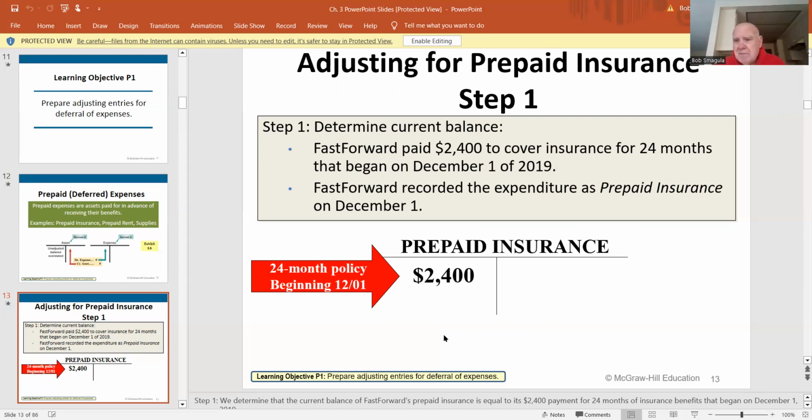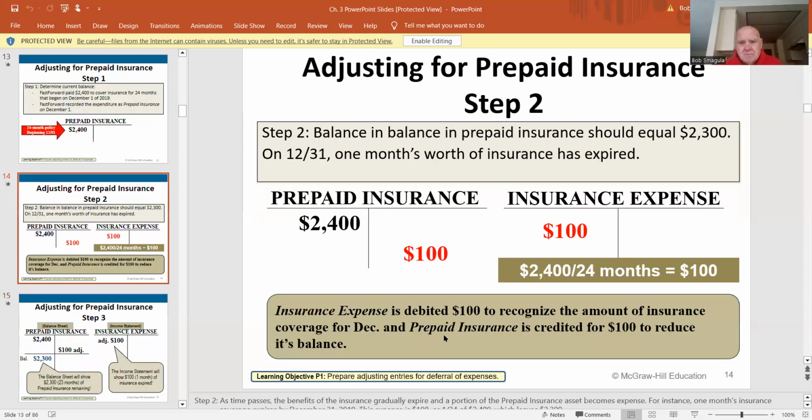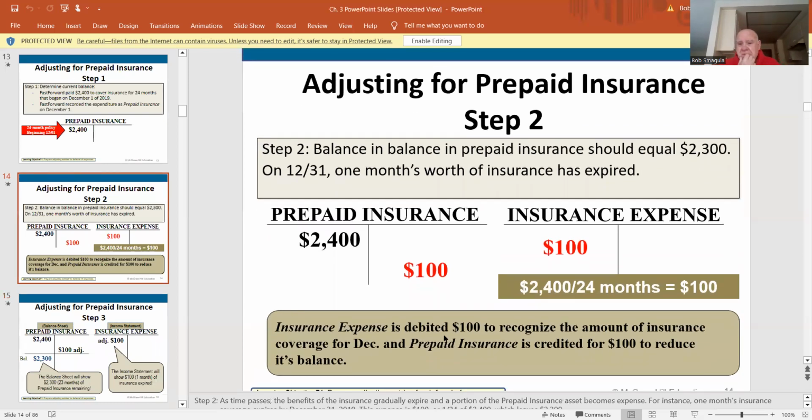We are now going to have to make our first adjusting journal entry. We're going to have to reduce this prepaid insurance by $100 and debit the appropriate expense. And here it is right here. The balance in prepaid insurance should now equal $2,300. Now we've come to the end of December. We are going to debit insurance expense for $100, credit prepaid insurance for $100. So the prepaid insurance account is now $2,300, and the expense for the month has been recorded.